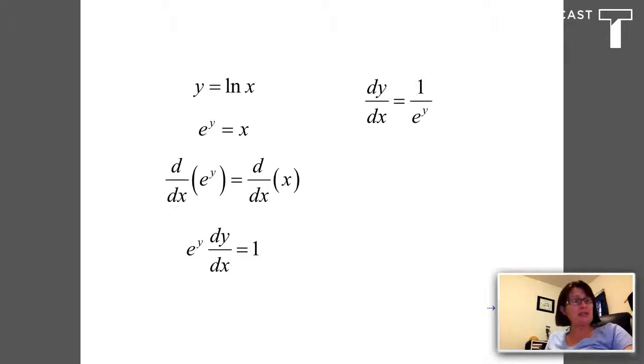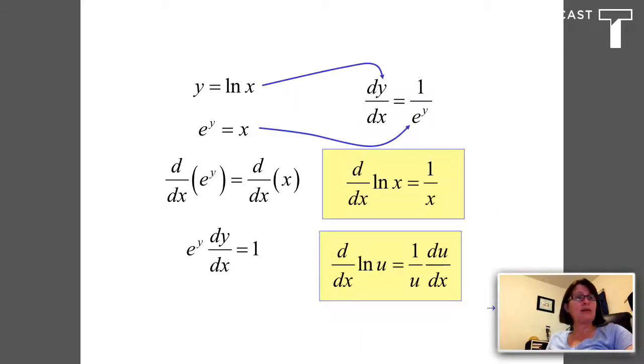Now if I try to isolate the dy dx, I have to divide both sides by e to the y, and I get 1 over e to the y. But what is e to the y? e to the y equals x. So the derivative with respect to x of the natural log of x is 1 over x. If we incorporate the chain rule, the derivative with respect to x of the natural log of u is 1 over u times du dx. Get that one in your notes, and we'll do an example.